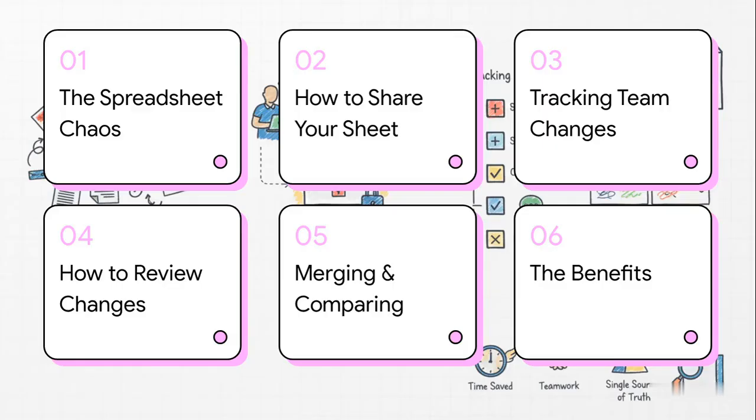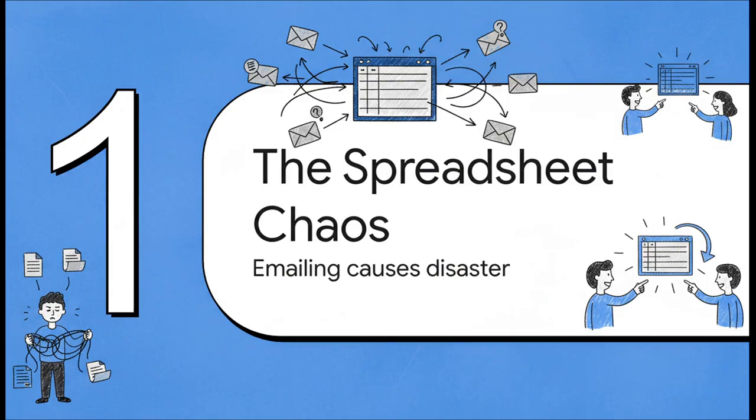So here is our plan for today. First, we will look at the problem itself, what I like to call the spreadsheet chaos. Then I am going to show you how to properly share your sheet, how to track every single change, and how to review them easily. We will even cover how to merge different versions, and finally, we will wrap up with all the benefits of working this way. Okay, so let's get to the core of the problem.